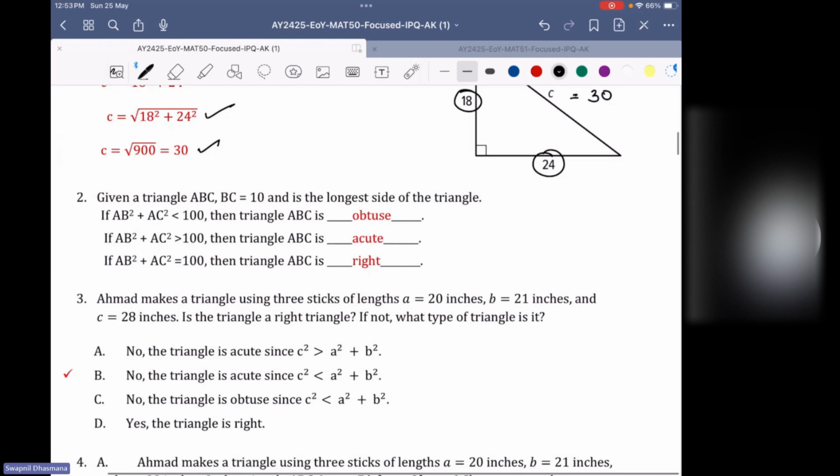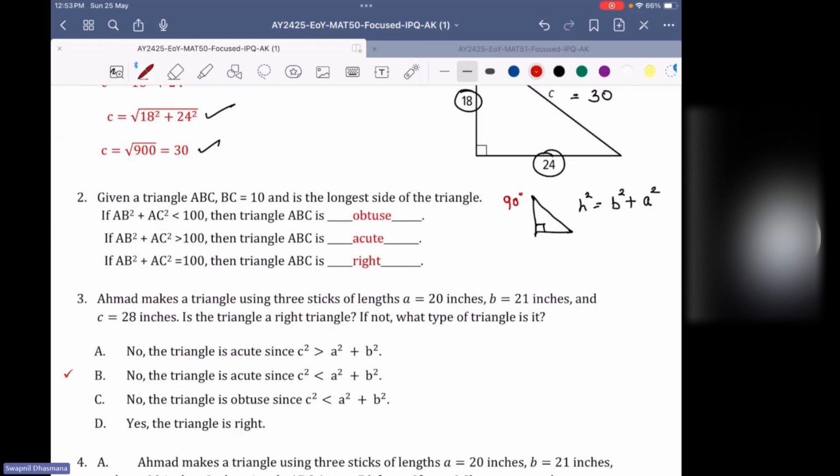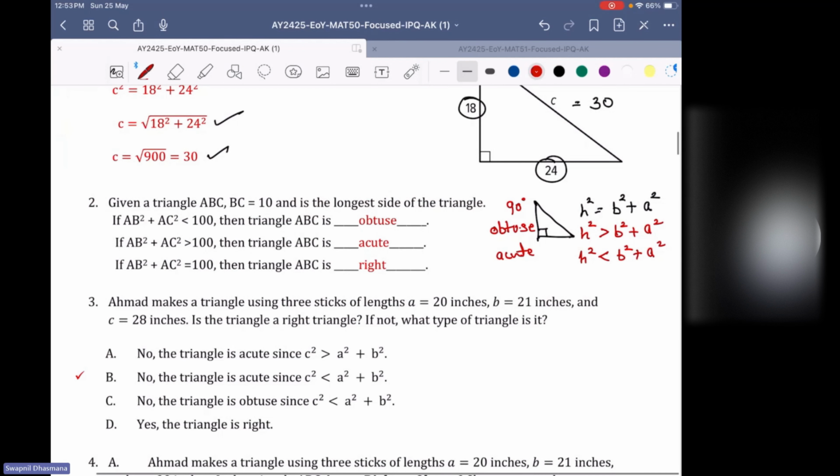This one is a bit tricky. I can put it this way. If there's a right angle triangle, if hypotenuse square is equal to base square plus altitude square, that means it is 90 degrees. If hypotenuse square is greater than base square plus small side square, then it will be more than 90, so obtuse. And if this is less, that means it is acute, which is like a smaller triangle.